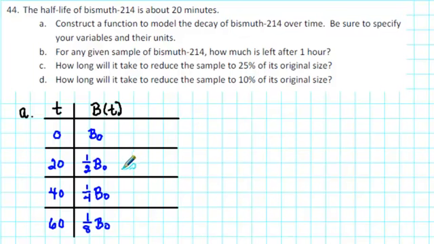And to write our function, we want to look for a pattern, and we notice that each value is some number times B sub 0. We have 1/2 times B sub 0, 1/4, which is 1/2 squared times B sub 0, and 1/8, which is 1/2 cubed times B sub 0. So we're going to rewrite each as a power of 1/2 times B sub 0.